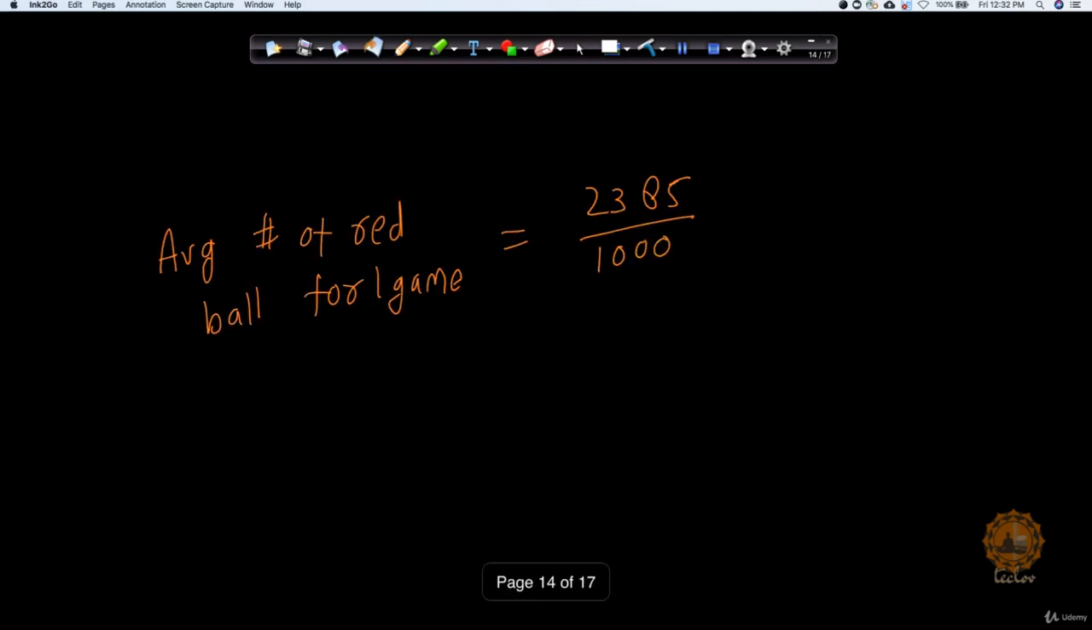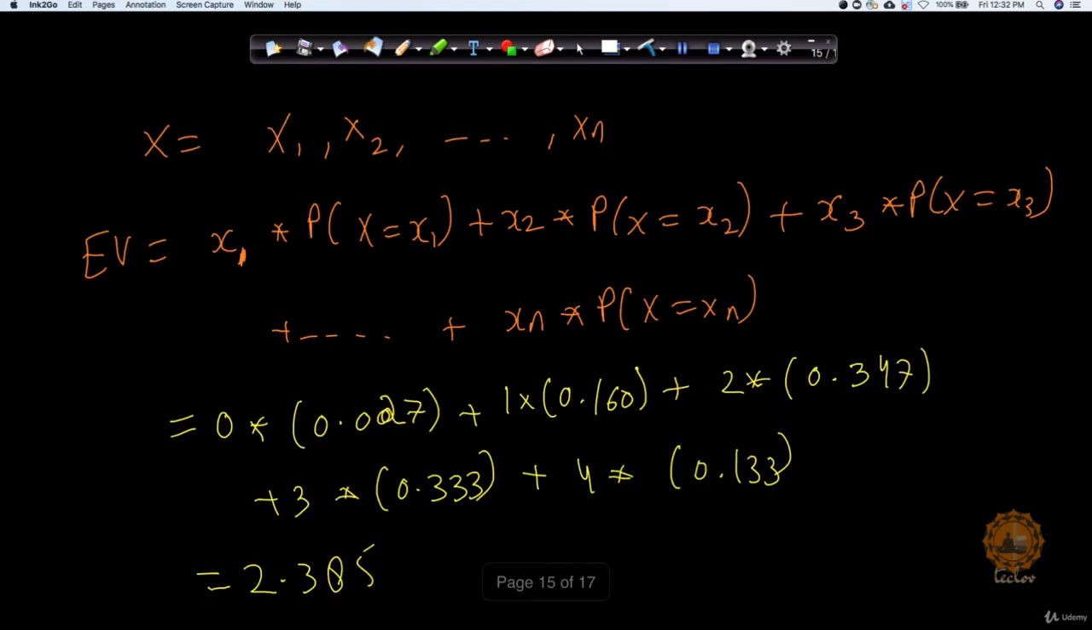Now with this knowledge, if I ask you, if you are playing one game, what is the number of red balls you can get on average? It's going to be 2385 divided by 1000, because you played 1000 games and you got a total of 2385 red balls. So it's going to be 2.385, right? Now let's define a term called expected value.